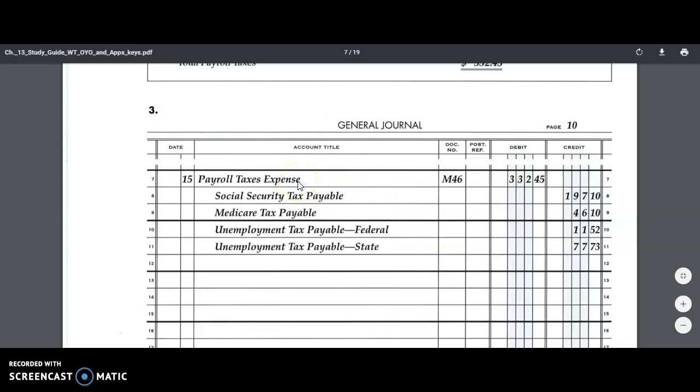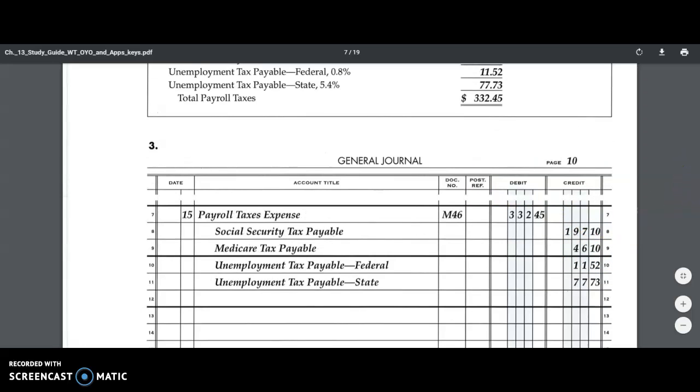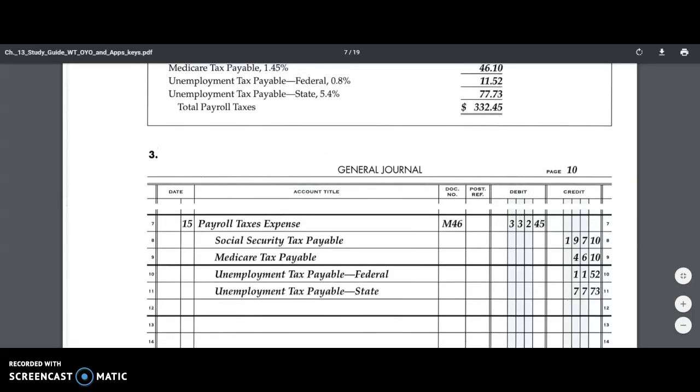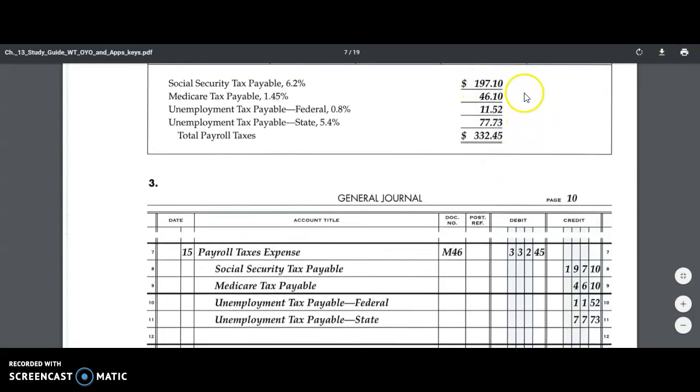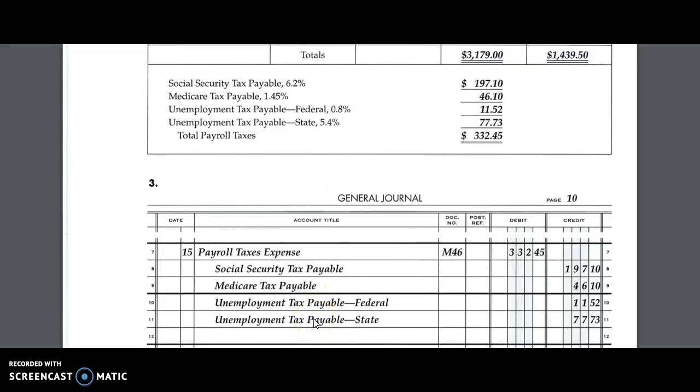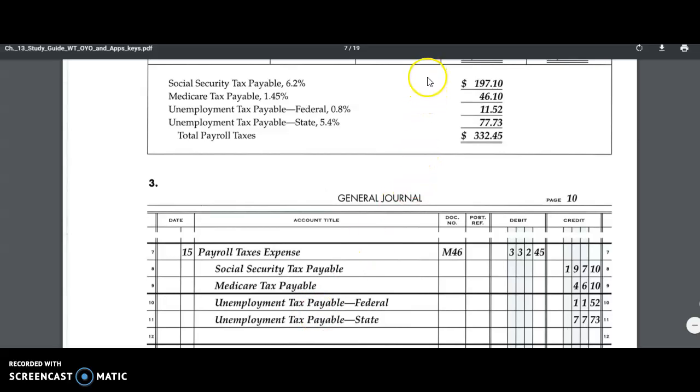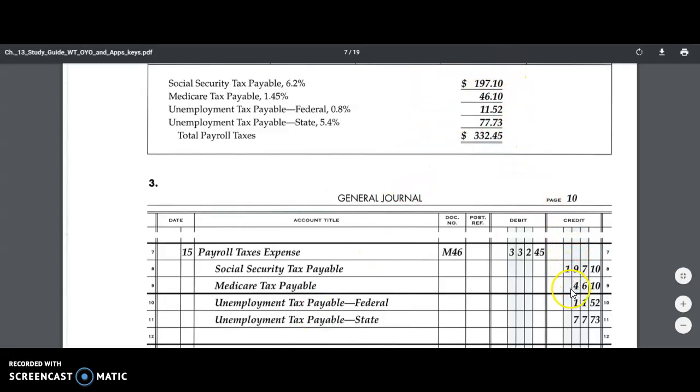So we debit payroll tax expense for the total of the four tax amounts that we figured above in that worksheet. These four taxable amounts that we figured here, we are now going to credit because they are all tax payables: Social Security, Medicare, unemployment, and state. And remember, these are the employer taxes. So this worksheet gives us the dollar values that we will use for those four tax payables, and then we add all of those credits together to get one debit to payroll tax expense.